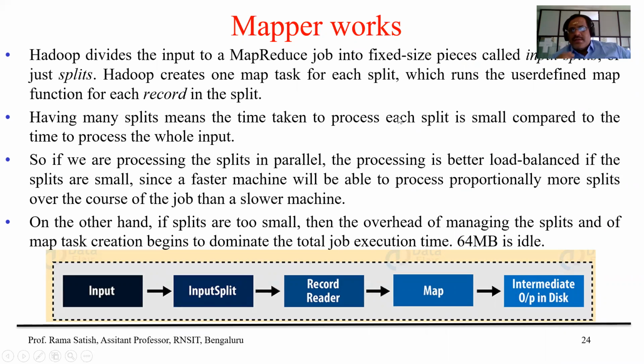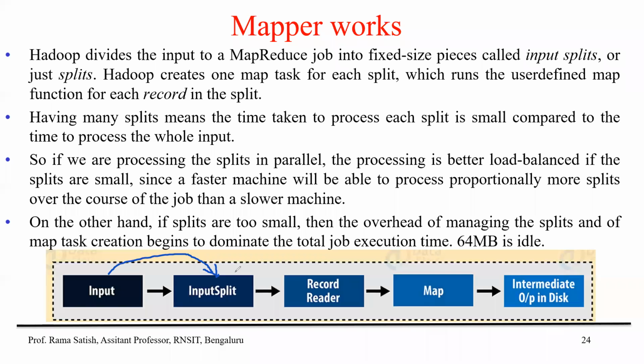Further, the mapper does a lot of very useful things. The mapper actually runs the map function. So what happens when an input is given? Whenever an input is given, your input is split into many parts, and later it is sent as a record reader to the map, and map is actually a function.